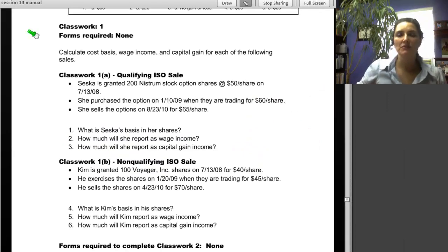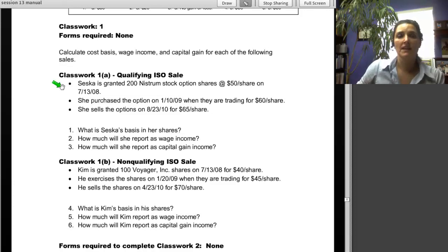There are no tax forms to fill out today. Really, basis of assets is all about figuring numbers, but not about filling out forms. You fill out forms when you sell stuff, but just when you purchase property or acquire property, there's no form filling. So your classwork assignment today is going to be to calculate cost basis, wage income, and capital gain for each of the following sales. And we essentially have a qualifying ISO sale and a non-qualifying ISO sale. We want you to go through and figure out what the cost basis is in these situations.